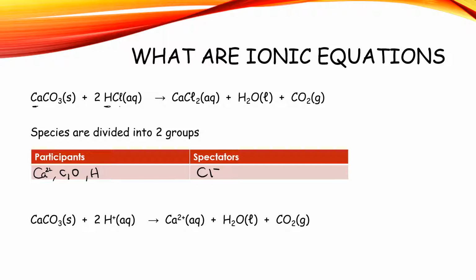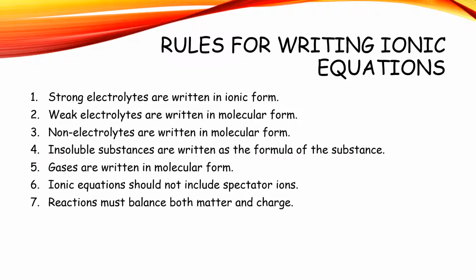So when we write the ionic equation, we write it without the spectator. Calcium carbonate solid plus 2 hydrogen ions gives calcium ions plus water plus carbon dioxide. Okay, there are a number of rules for writing ionic equations. Strong electrolytes are written in ionic form. Strong electrolytes are your strong acids. So your hydrochloric acid, for example, is written as hydrogen ions and chloride ions. Your sulfuric acid is written as 2 hydrogen ions plus a sulfate ion.